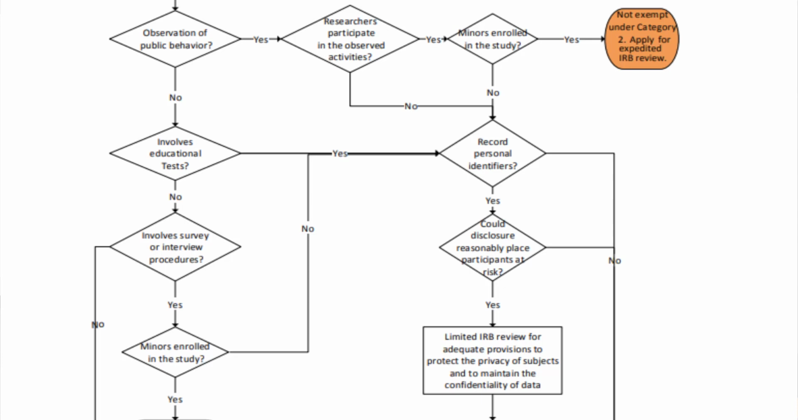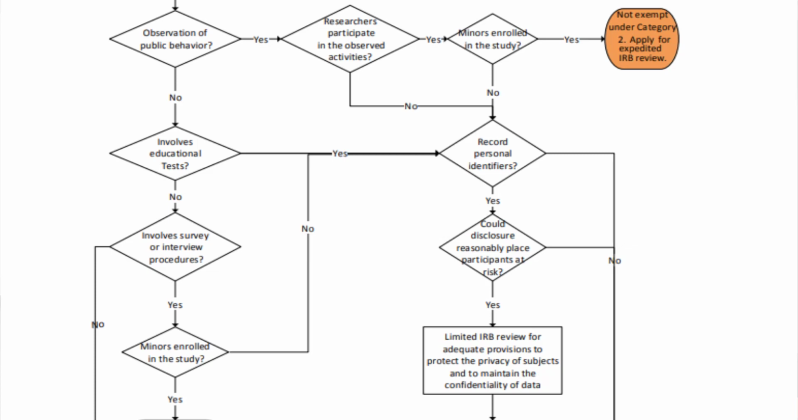Is it observation of public behavior? No. Does it involve educational tests? No. Does it involve survey or interview procedures? Yes. Are minors enrolled in the study? No. We're going to stick with college students here. Are we going to record personal identifiers? Well, we're going to know who these participants are. We will get their signature of consent. So yes, we are going to be collecting personal identifiers.